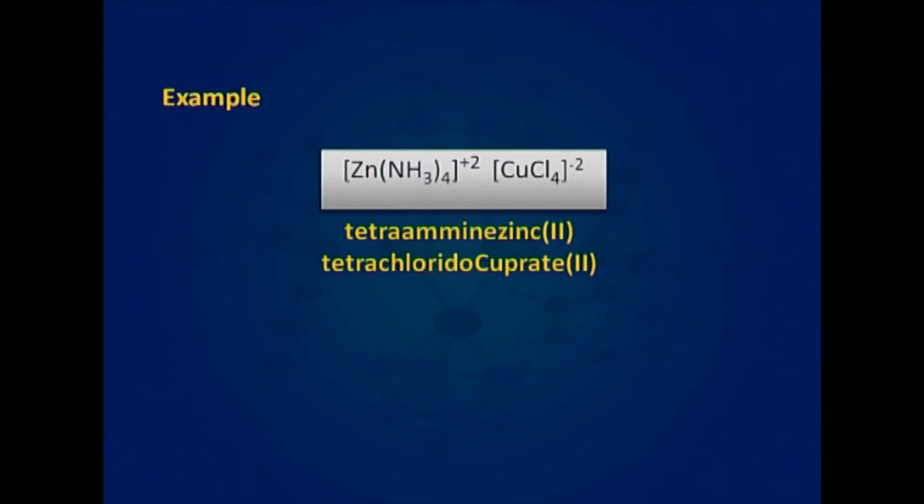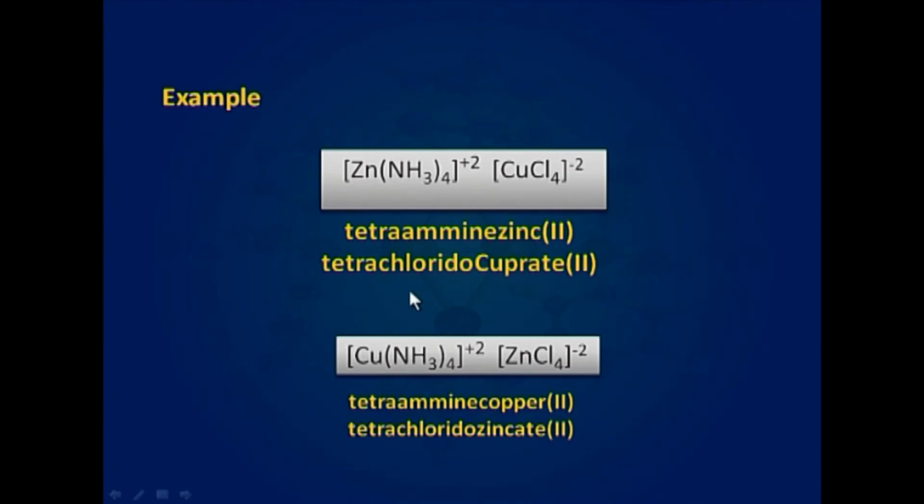Here is another example for coordination isomerism. You can see these two ligands, that is amine and chloride, are exchanged between these two coordination spheres. Here it is tetraamine zinc 2 tetrachlorido cuprate 2. 4 amine ligands are coordinated to zinc and 4 chloride ligands are coordinated to copper. But in its coordination isomer, 4 amine ligands are coordinated to copper and 4 chloride ligands are coordinated to zinc.